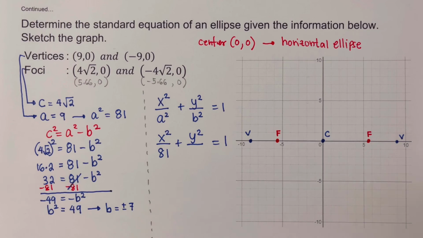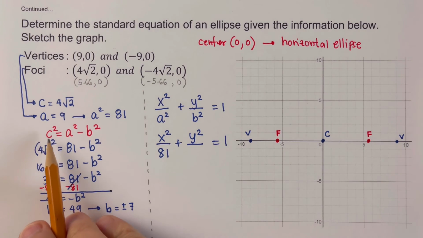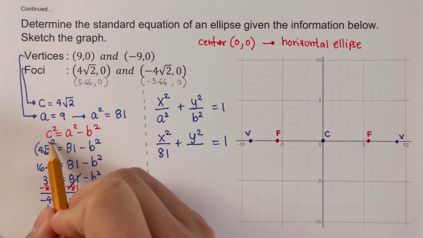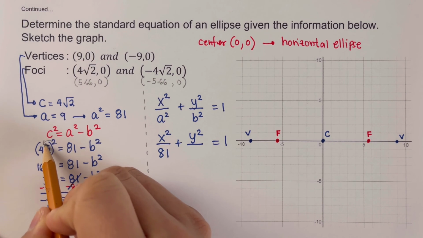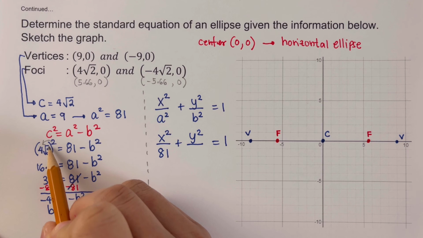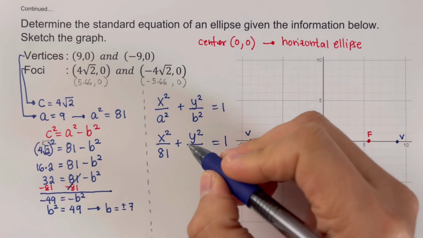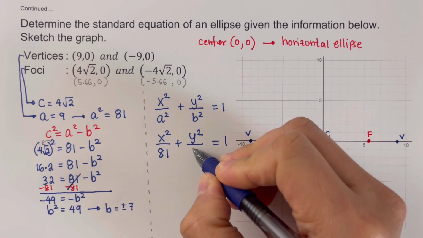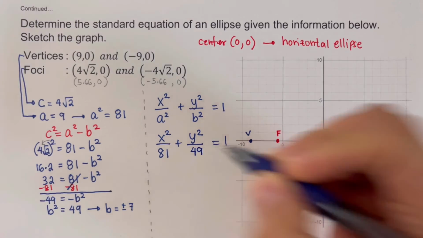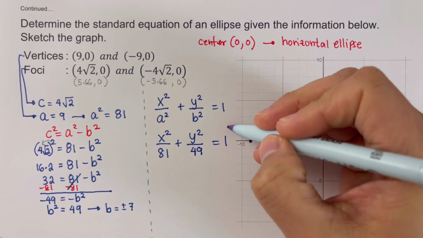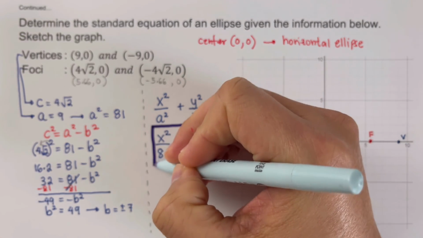Okay, so what I did here was I plugged in the value of c and then I squared it. The reason why I got 16 times 2 here is because 4 squared is 16, and square root of 2 squared is 2. And so I got this value, 49. So that I can go ahead and plug that value of b squared down here, which is 49. And this represents the equation of this problem that we have up there. So I'm going to put this inside the box.